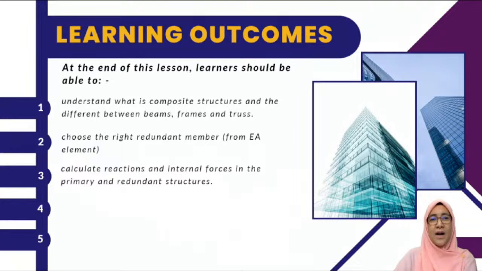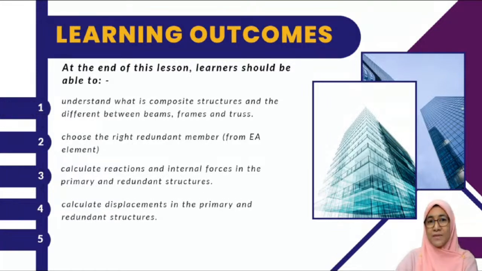Okay, after that, we have to analyze reaction and internal forces in the primary and redundant structure, because we know that we will solve the redundant by solving compatibility equation. Compatibility equation comes from principle of superposition. It is actually displacement. So to get displacement, we should have internal forces, and internal forces we get from reaction. So we have to analyze reaction and internal forces first.